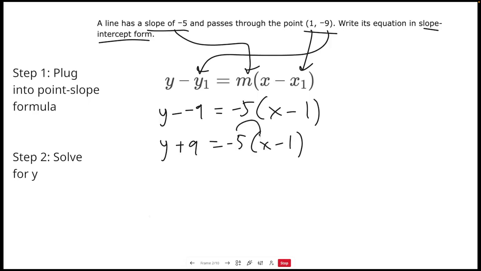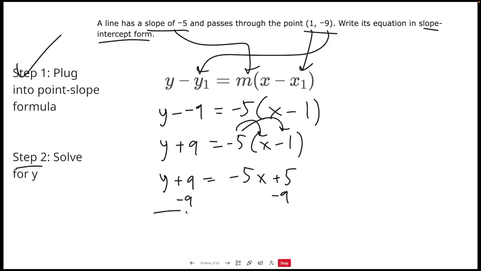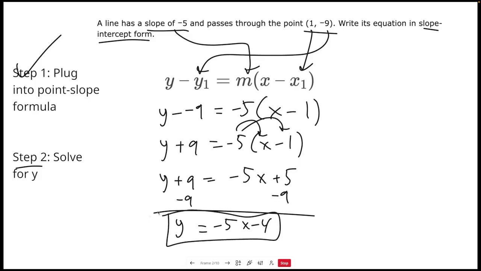Then we distribute. Oh, we're done with step 1, by the way, obviously, and we're on step 2 here. So y plus 9 equals -5x plus 5. And then, again, we're solving for y, right? Slope-intercept form is y equals. So we need to move this 9 over. So we go -9 minus 9 on both sides. And we end up with y equals -5x minus 4. And this is our final answer, right? That's in slope-intercept form.